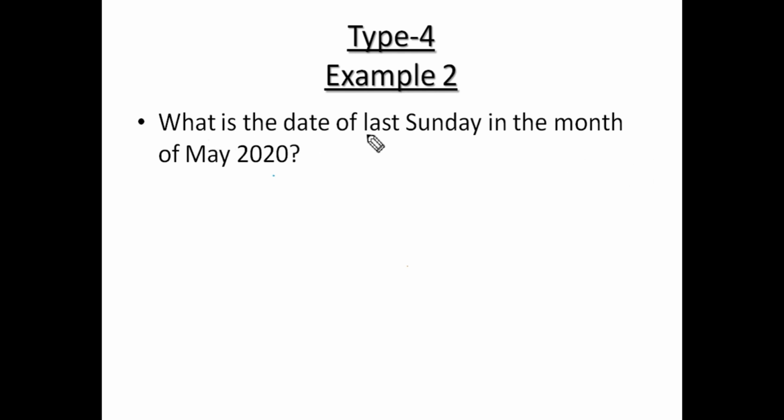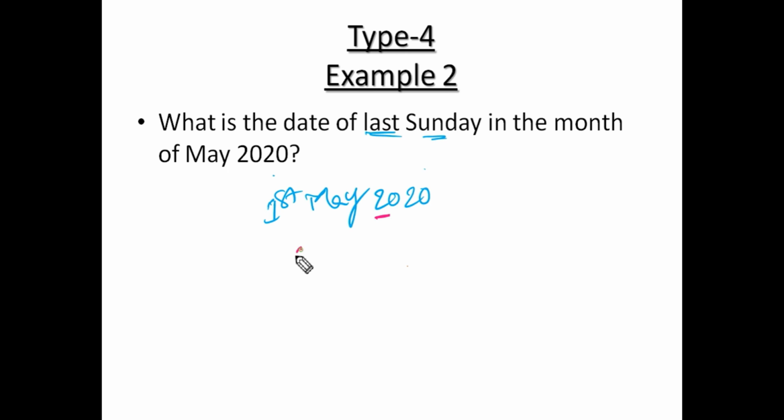Second example in type 4. What is the date of the last Sunday in the month of May 2020? Sir, he is asking for the last Sunday. Is it better to find the 30th or 31st? No. For this type of question, it is better to find the first date only. So 1st May 2020. Find the actual day for this one.